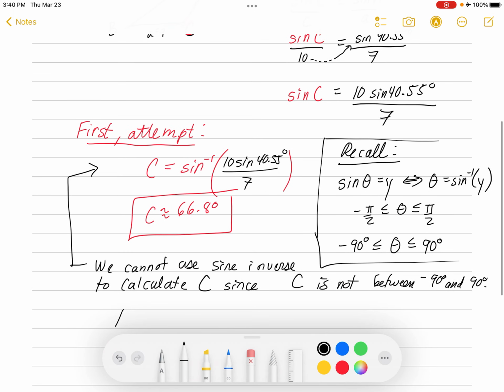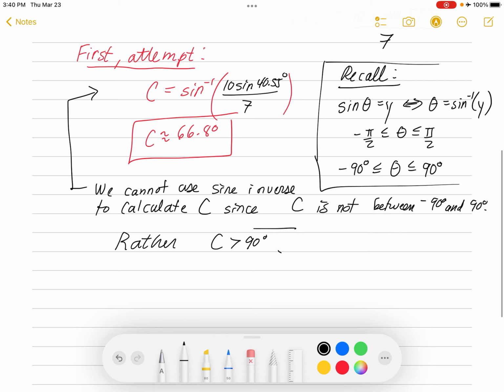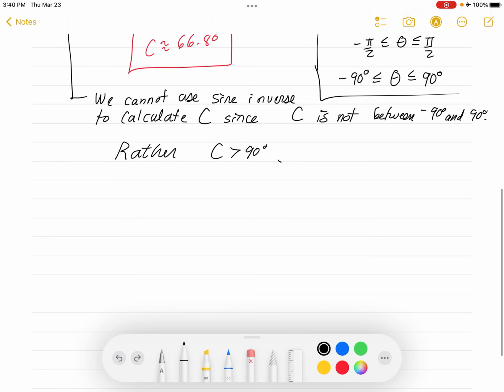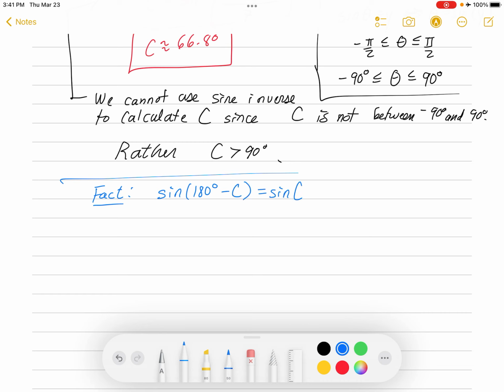So rather, C is greater than 90 degrees. So the question is, what do we do when we have an obtuse angle, an angle bigger than 90? Well, that's the real question. So here's an important fact: the sine of 180 minus C is the same as the sine of C. Why is that true? Let's do a little proof of this fact.